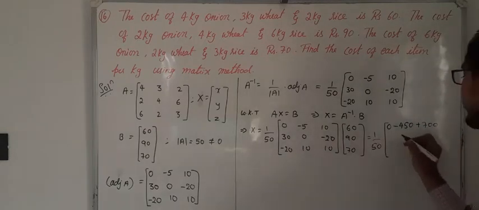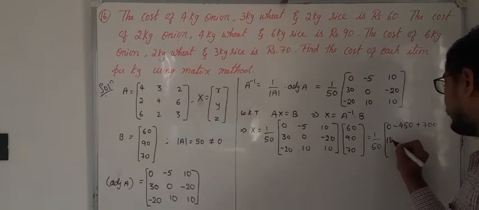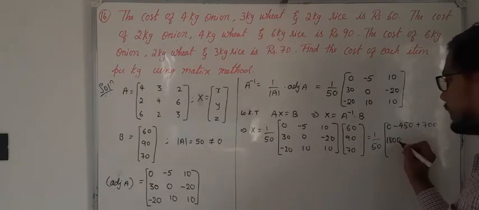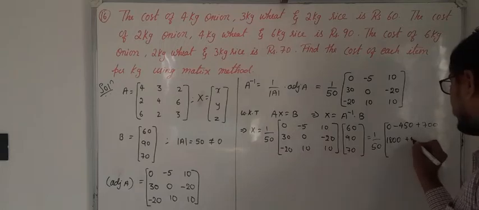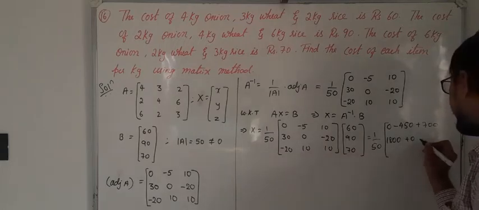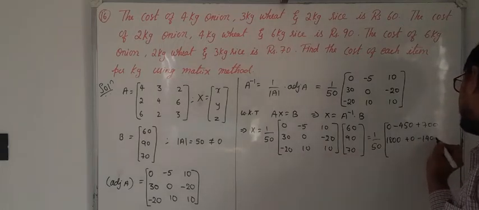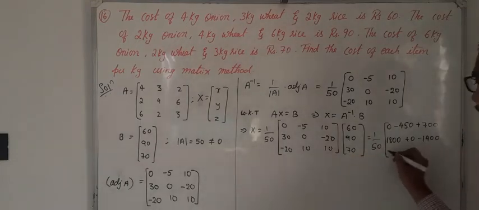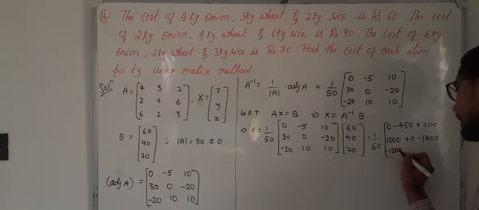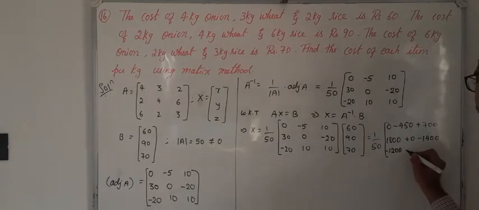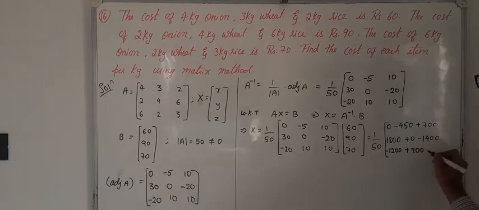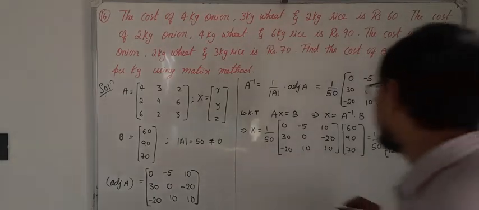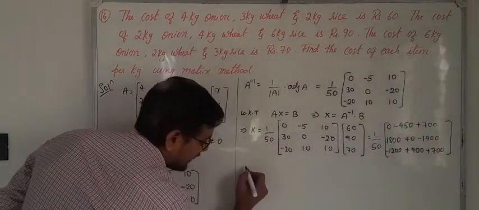Similarly, 30 into 60, 0 into 90, 0. Then 20 into 70, 1400. 20 into 60, minus 1200. Then 10 into 90, 900. Then 10 into 70, 700. Right? So x is what?